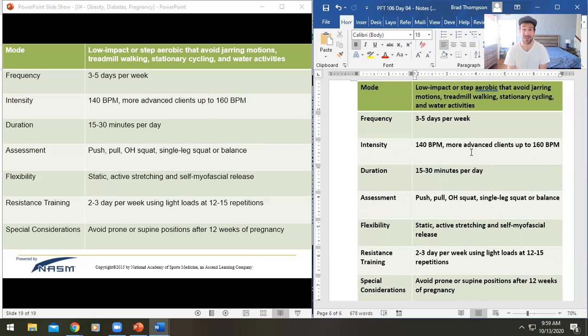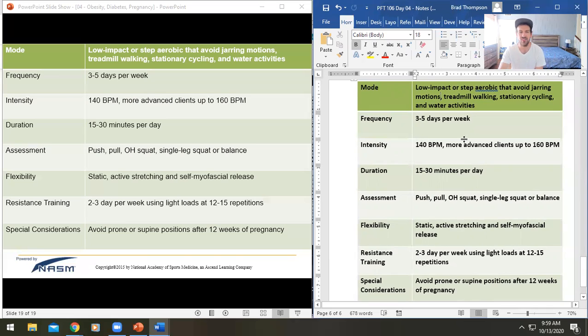Because pregnancy does cause massive amounts of inflammation of the joints and stuff. So it can be very achy and painful. So get them in the water. It's great. Takes all that pressure off, makes them feel a lot better. That creates a lot less stress hormones. Those stress hormones may result in less water retention. 3 to 5 days per week, nothing surprising there.